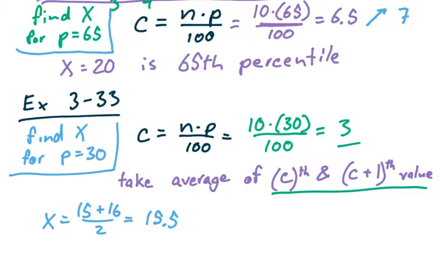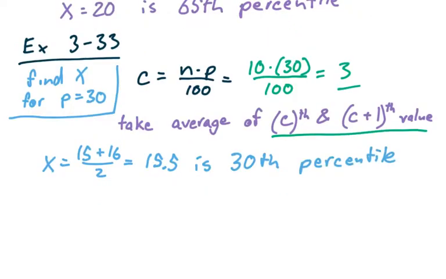So we say x is equal to 15 plus 16, then divide by 2, and that gives us 15.5 as the 30th percentile. So the data value x equals 15.5 corresponds to the 30th percentile.